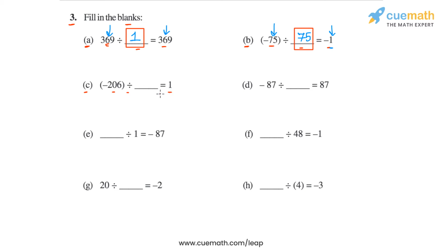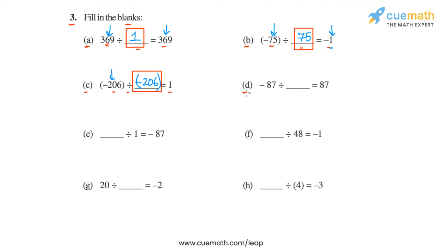Then in part C, we have minus 206 divided by what is equal to 1. Well, we know that any number divided by itself gives us 1. So in this case, we can directly say that the divisor will be equal to the dividend. The dividend is minus 206. So the divisor will also be equal to minus 206. So this is the answer for part C.